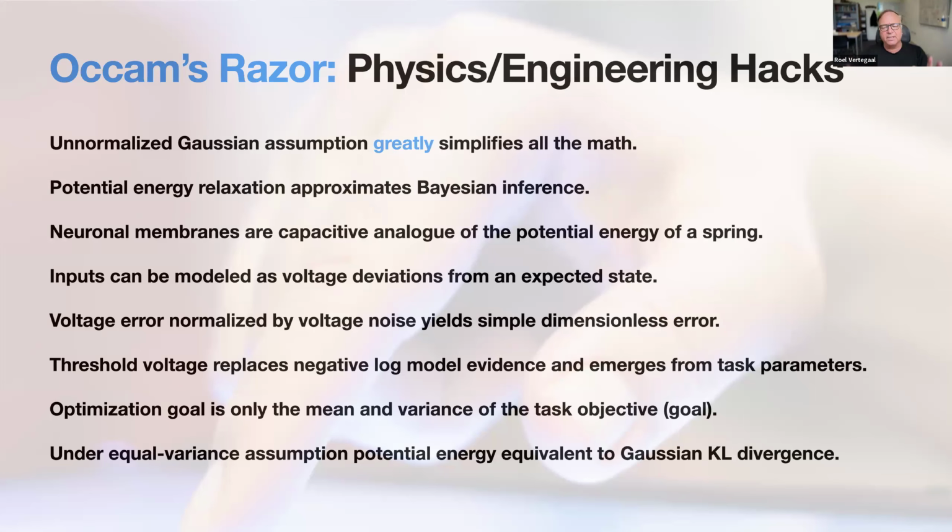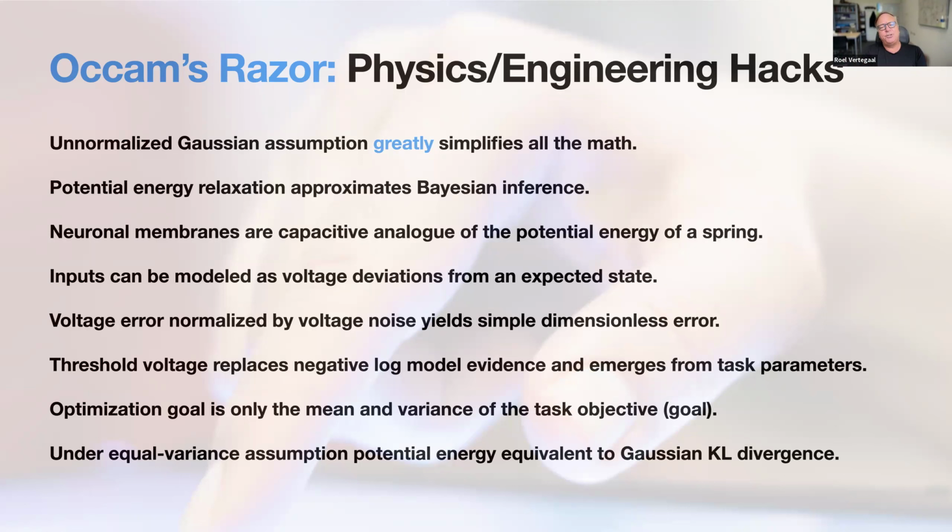Now, important to say that I am using Occam's razor in this work. That is, we're using hacks that I've learned in software engineering and in physics to simplify things. One of those hacks is not just to assume that we're working with Gaussians, but that we're working with unnormalized Gaussians. This greatly simplifies the math because negative log P(o), negative log model evidence, disappears. Physics does the same thing. In physics, it's called the Z partition function, and it is routinely ignored because it just troubles all the math.